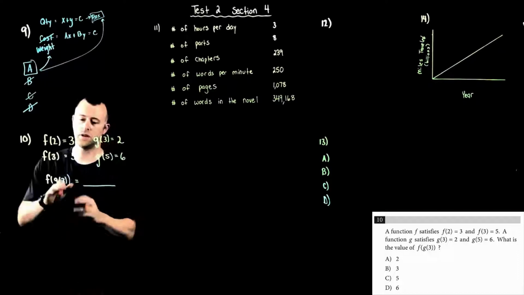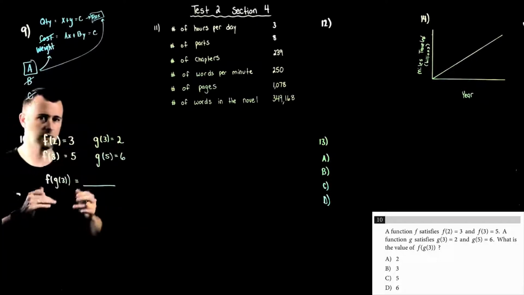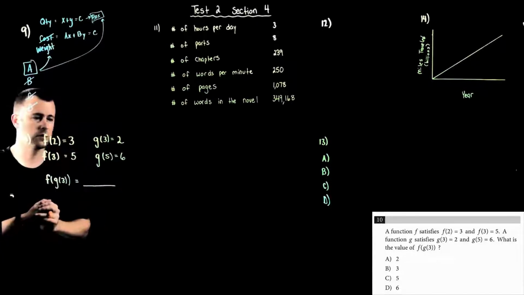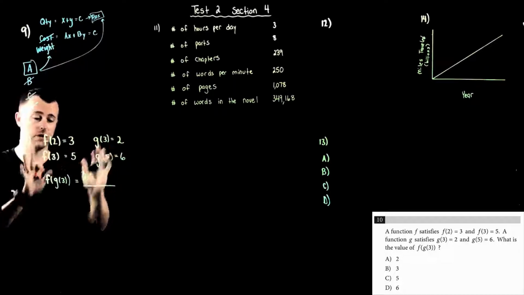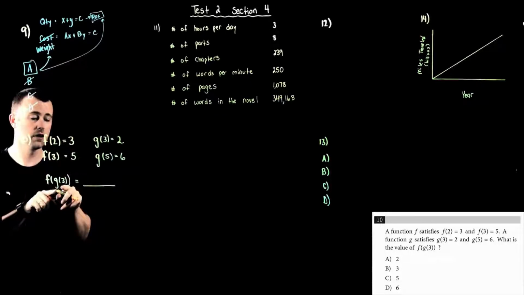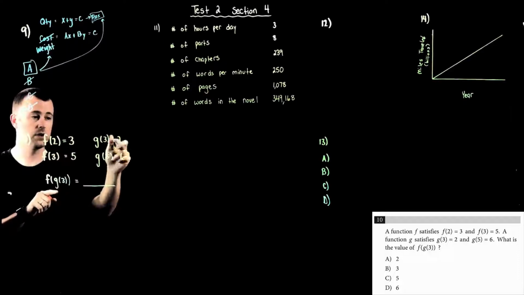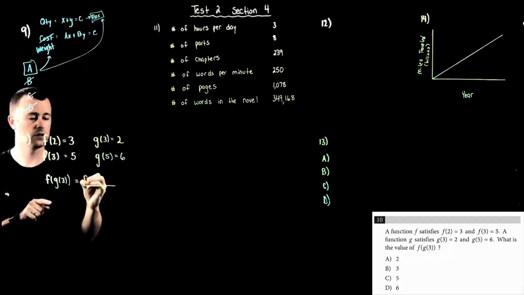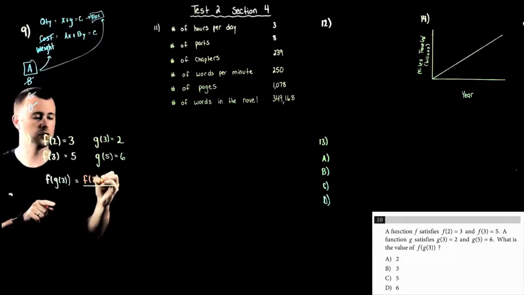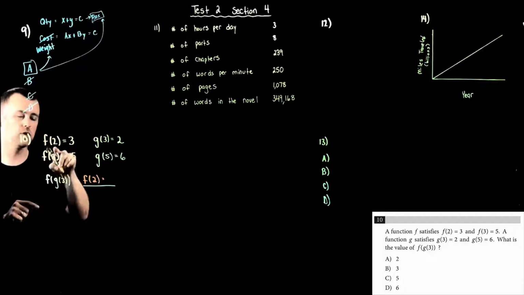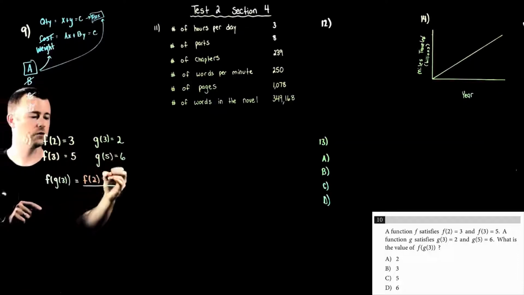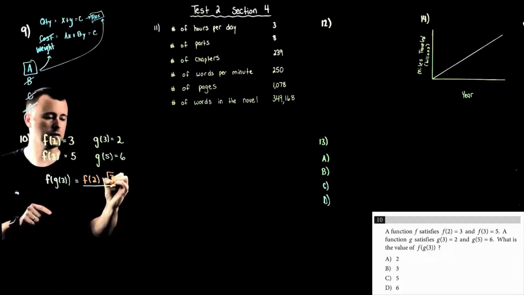So with this, we need to be able to solve this composition of functions. Well, let's take a look at what we're given here. And this is very quick and easy. G of 3 that you have up here is equal to 2. So this is going to equal f of 2. Well, f of 2 we have is equal to 3. So our answer is 3.